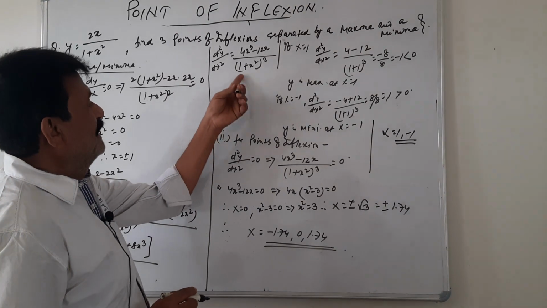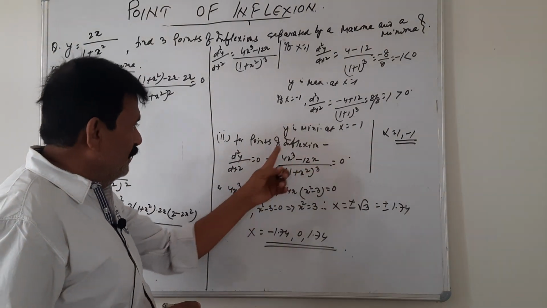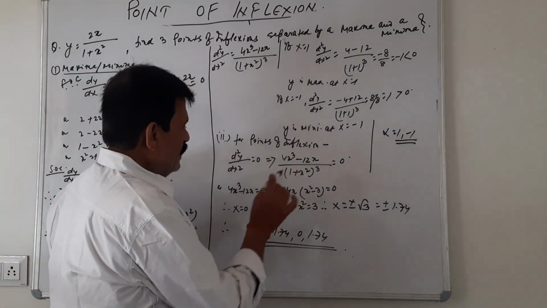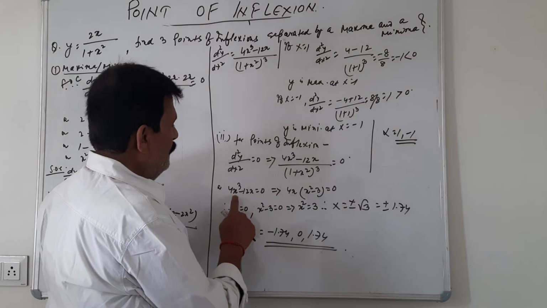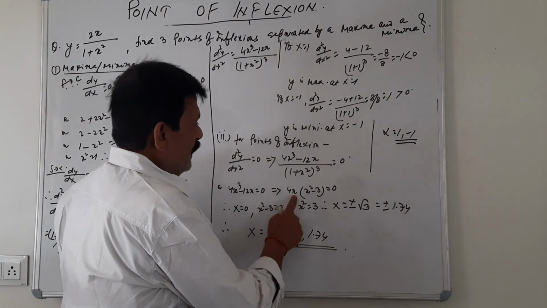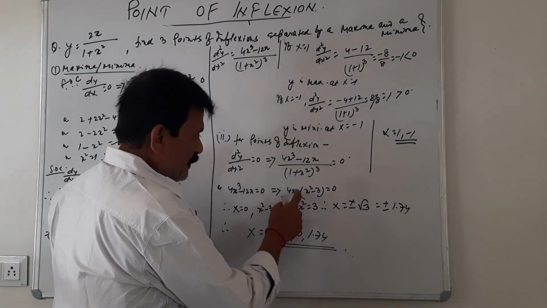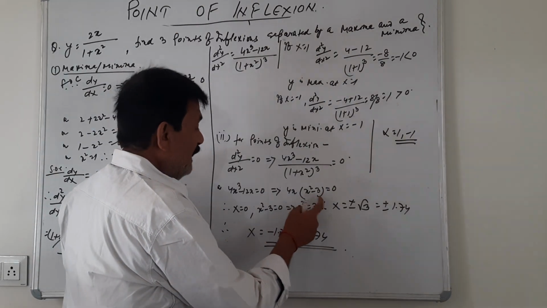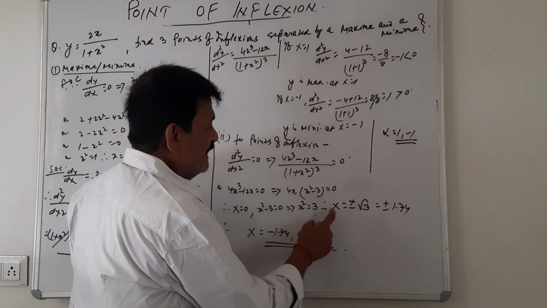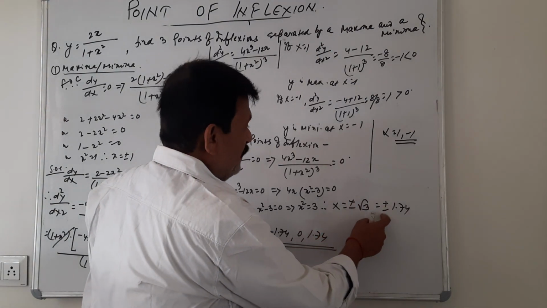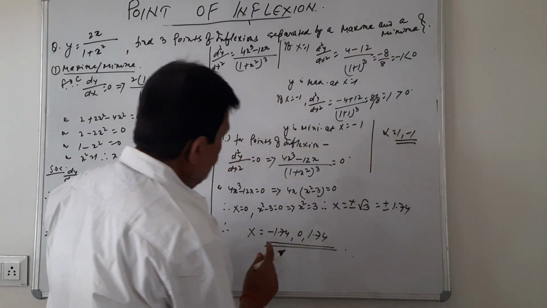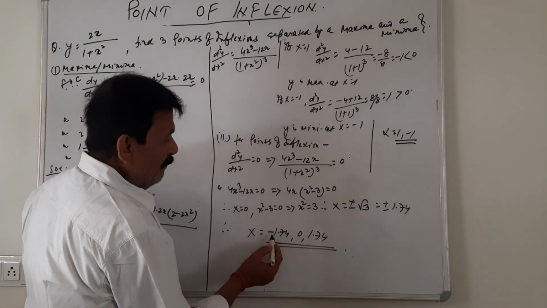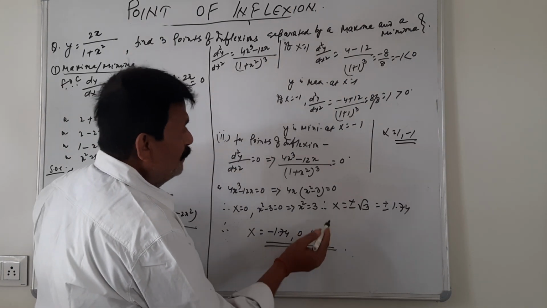Now for points of inflection, the second derivative has to be equated to 0. This was the second derivative, so it is equated to 0 and solved for x. By cross multiplication, the denominator vanishes, so we have 4x cube minus 12x equals 0. Taking 4x common, 4x into x square minus 3 equals 0. Through the factor 4x, we get x as 0. For the second factor, x square minus 3 equals 0, x square equals 3, so x is plus minus root 3, that is plus minus 1.74. So at these 3 values of x, minus 1.74, 0 and 1.74, we have the points of inflection.